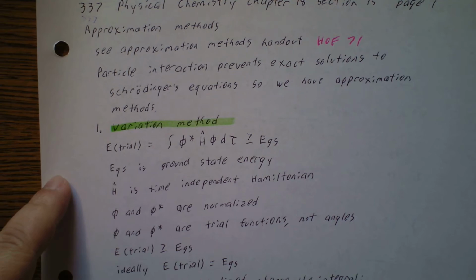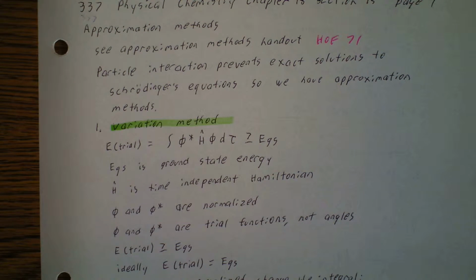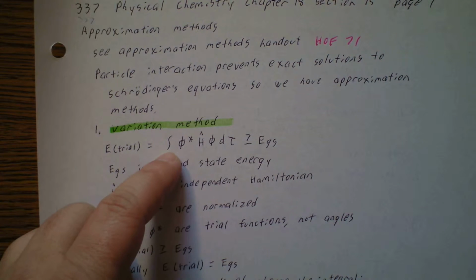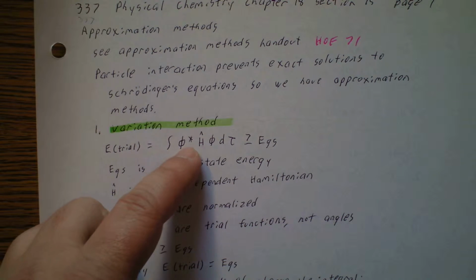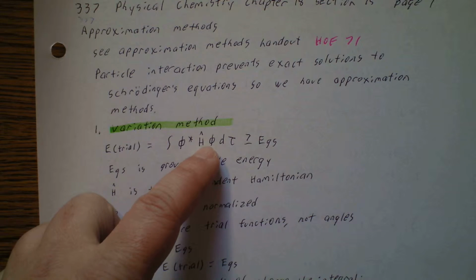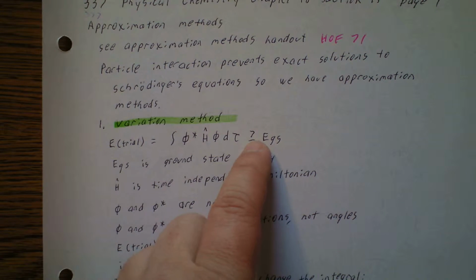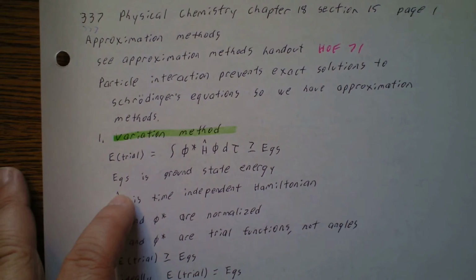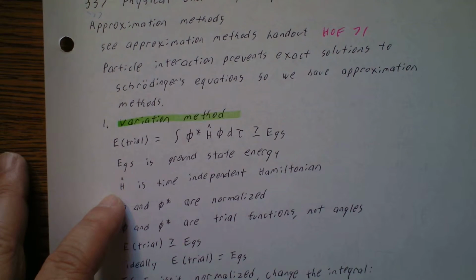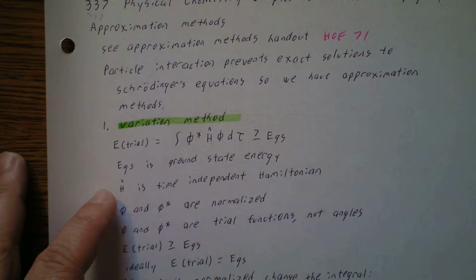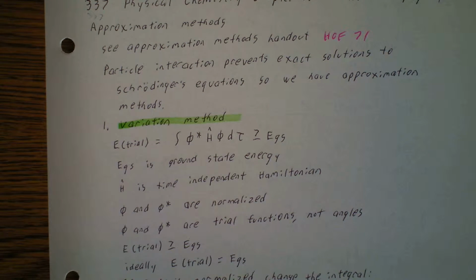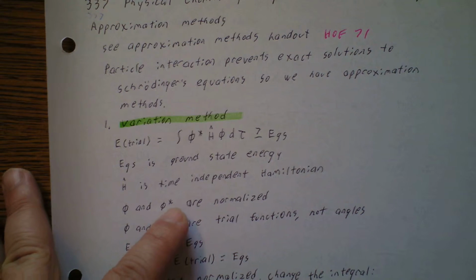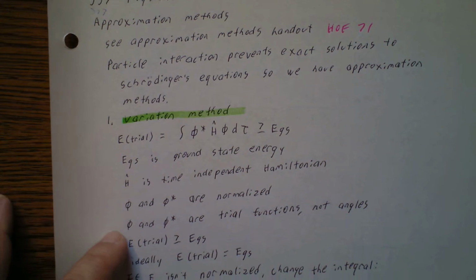So one is the variation method. So we're going to say our energy for our trial solution is going to be the integral of phi star Hamiltonian phi d tau, which is greater than or equal to the energy of the ground state. GS would be ground state. So remember, H hat or H caret is the time independent Hamiltonian. Phi and phi star, these are normalized.